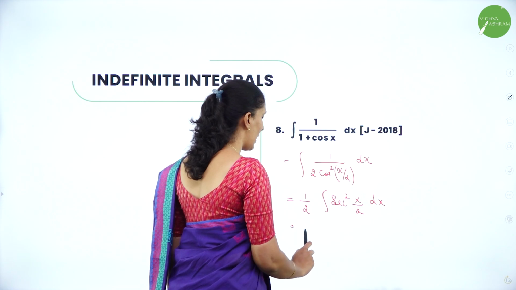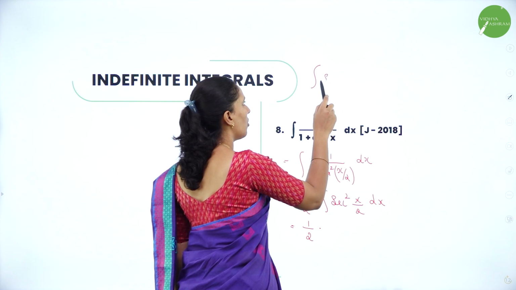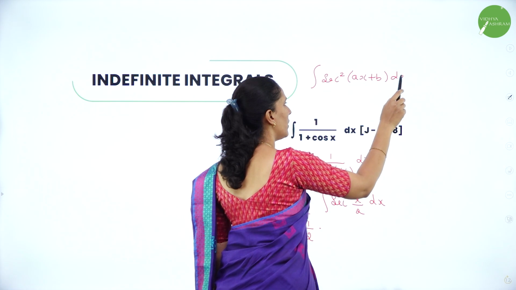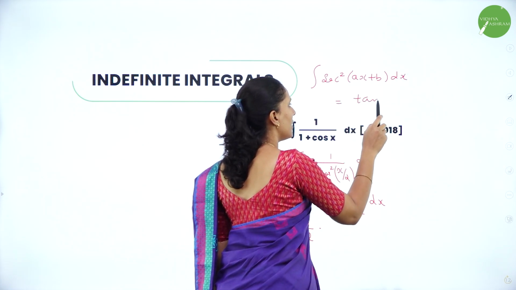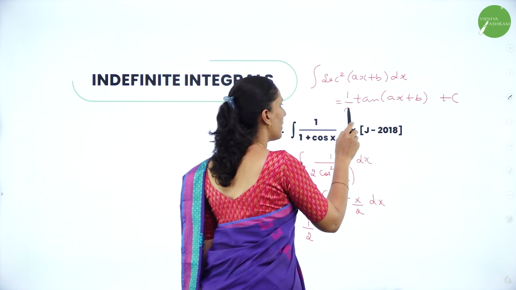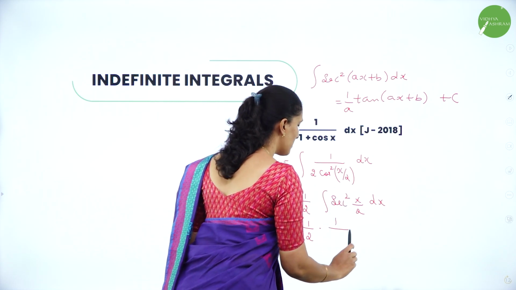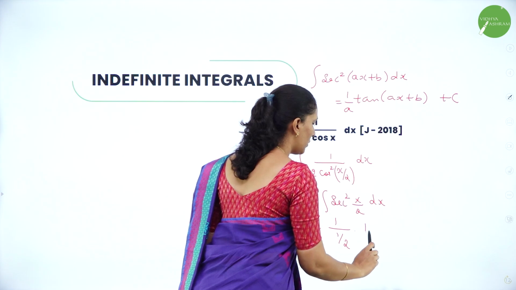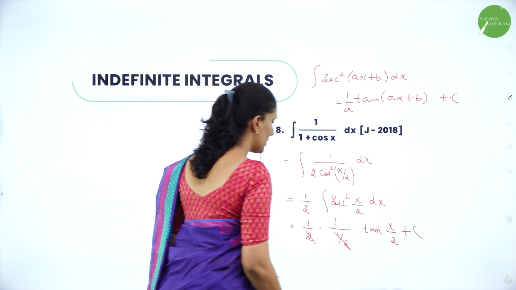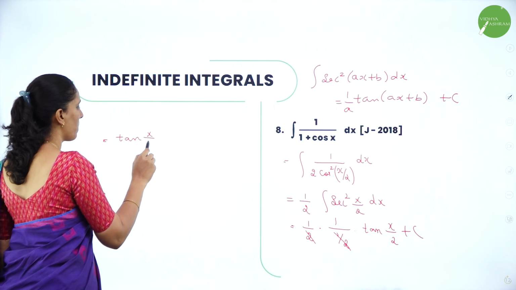So this can be written as integral of secant square ax plus b with respect to dx can be written as 1 by a tan ax plus b plus c. So here we have 1 by a. Now in the place of a we have 1 by 2. So 1 by a becomes 1 over 1 by 2 into tan x by 2 plus c. So the 2s cancel here. So we can write this as tan x by 2 plus c.